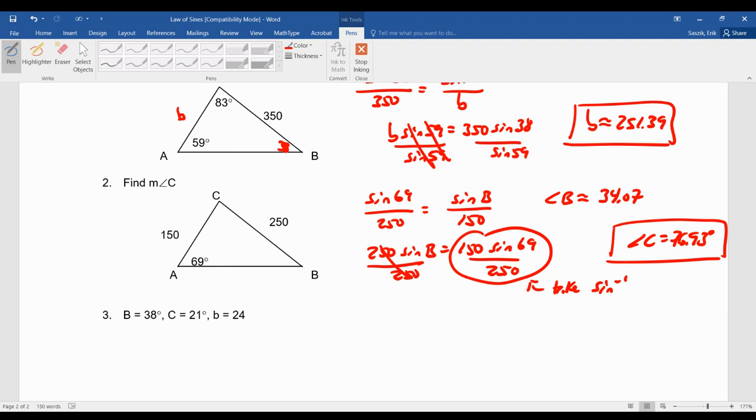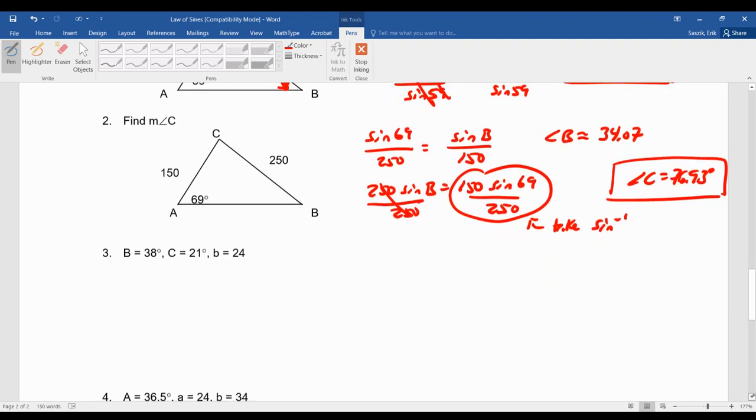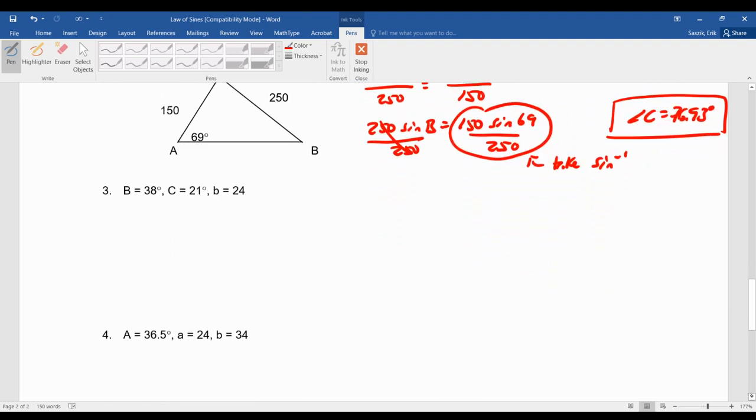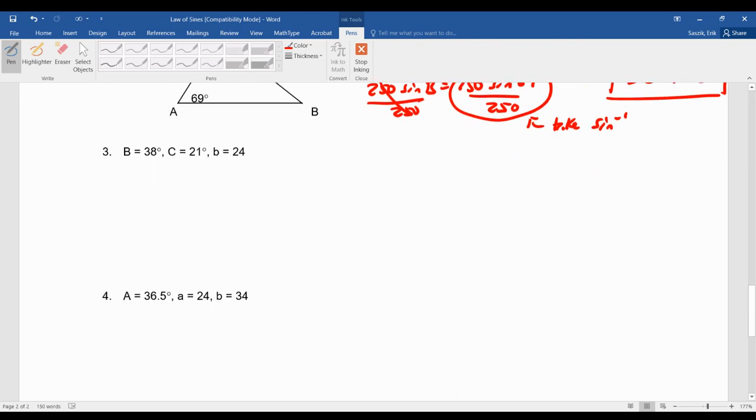There you go. Now for these last three problems, you're given three pieces of the triangle, three parts of it. You have to find the other three parts. So here I'm given two angles and a side, so I have to find the third angle and the other two sides. You can use a combination of law of sines, law of cosines, whatever you think. I'm going to have this on Canvas, so you can check it out there. Okay.